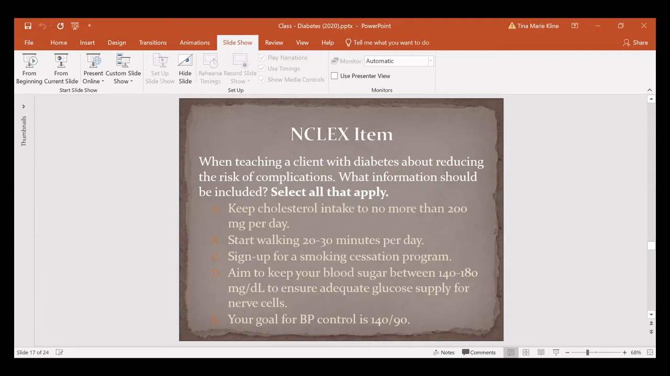And your last option is your goal for blood pressure control is 140 over 90. In general, that is a true statement. For our hypertension patients, that is typically the goal. However, if they have hypertension and they are diabetic, we actually aim for 130 over 80, okay? Because their cardiac risk is so much higher with the diabetes, we want to keep that blood pressure controlled even more, keep it down even more.